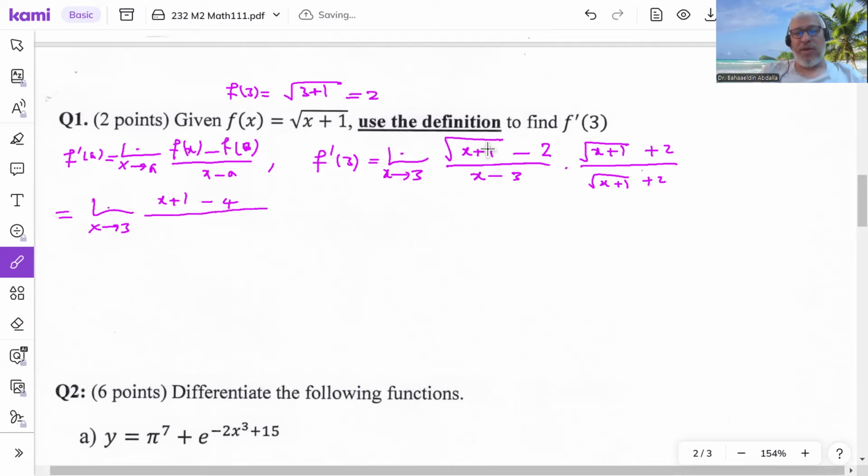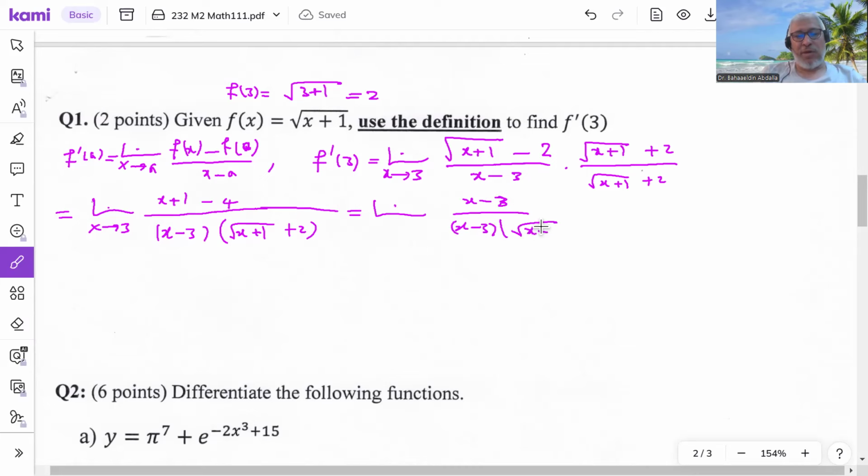This is how to multiply x minus y times x plus y. You get x squared minus y squared. That's a famous formula. Now x minus 3 should be multiplied by square root of x plus 1 plus 2, but I'll keep them like this. Now x plus 1 minus 4 is x minus 3. So I'll have x minus 3 up, and I already have x minus 3 down, and that's why I didn't multiply in the denominator. So I can cancel this with this.